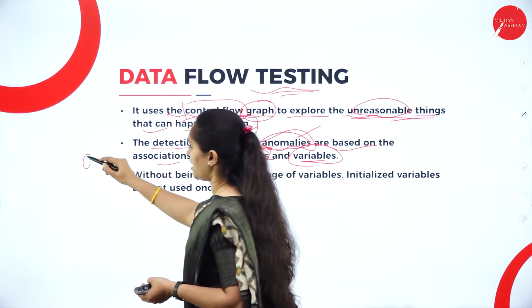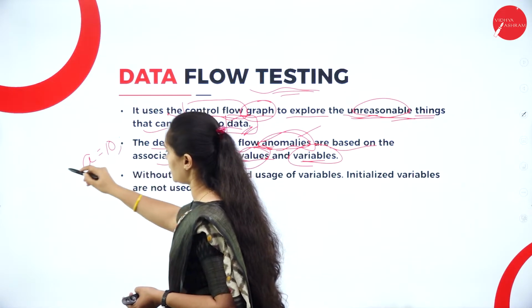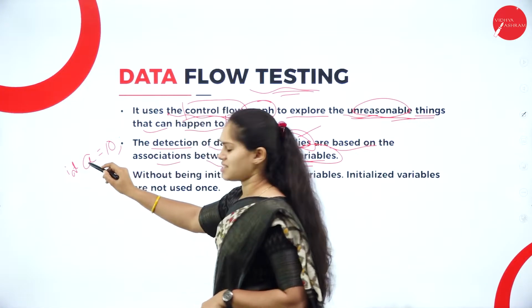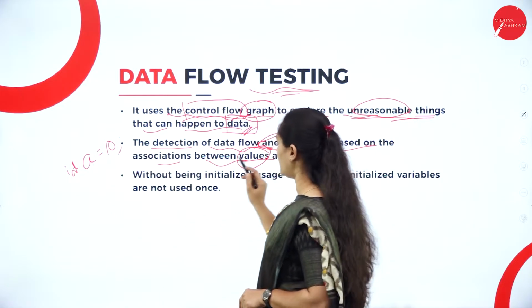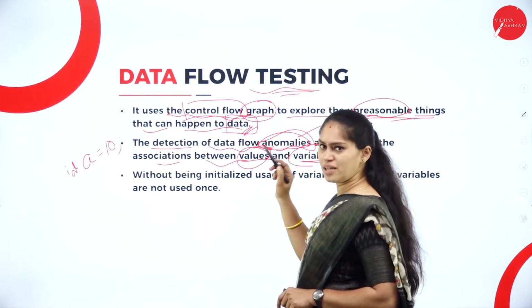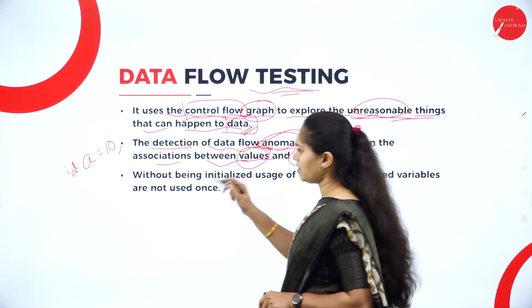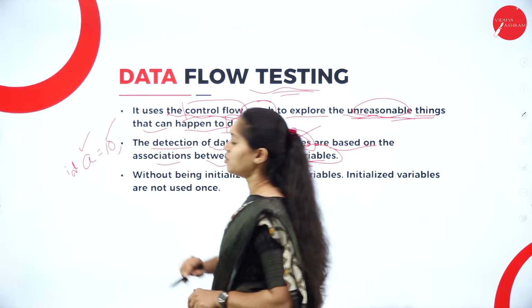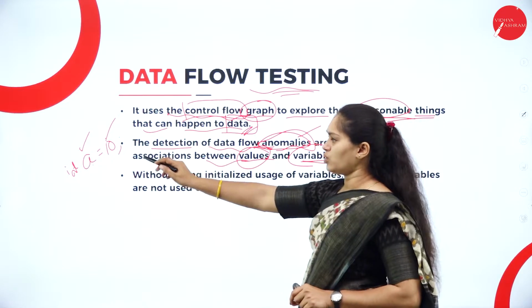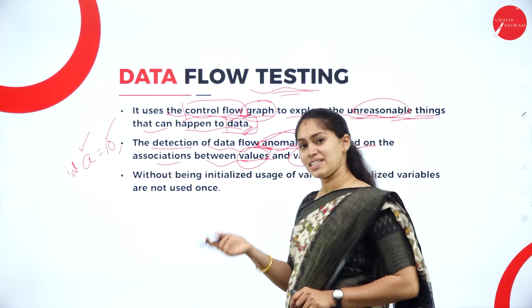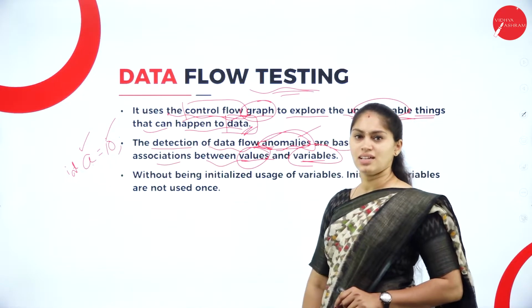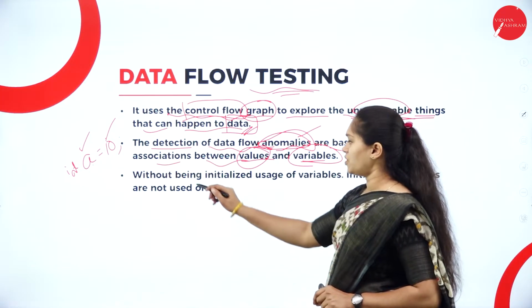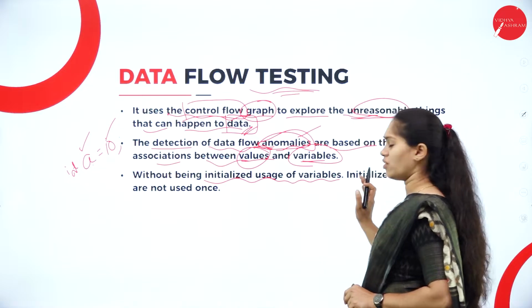For example, if A is equal to 10, what does it mean? Int A is equal to 10. A is a variable of a data type called integer and its value is 10. So here there is an association between the value as well as the variable. So how the data is moving and how data is getting affected, we have to concentrate on that in this data flow testing.